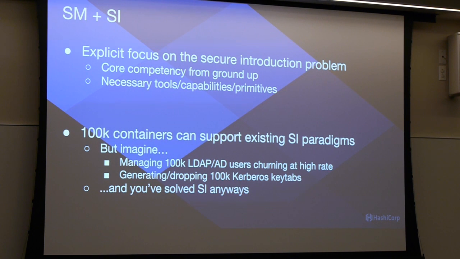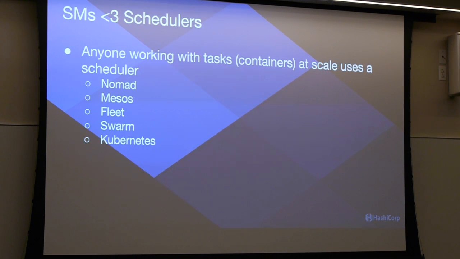You can support existing secure introduction paradigms like LDAP or something, or Kerberos key tabs with 100,000 containers, but do you want to manage that? Does that scale at a high rate? Do you want to generate 100,000 Kerberos key tabs and drop them? And if you can drop them in the right place, you've solved the secure introduction problem anyways, and you don't need any of this, right? So it's not that secret management tools make the problem go away, they just provide tools to implement the solution.